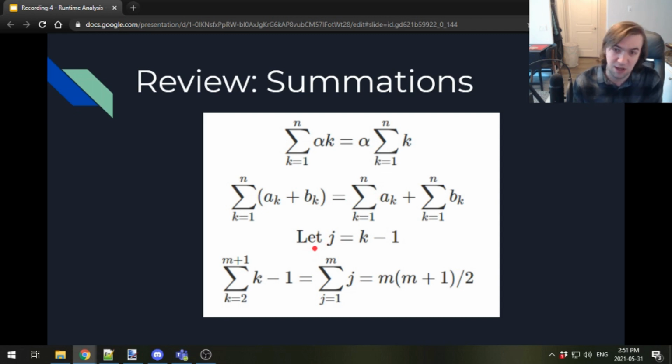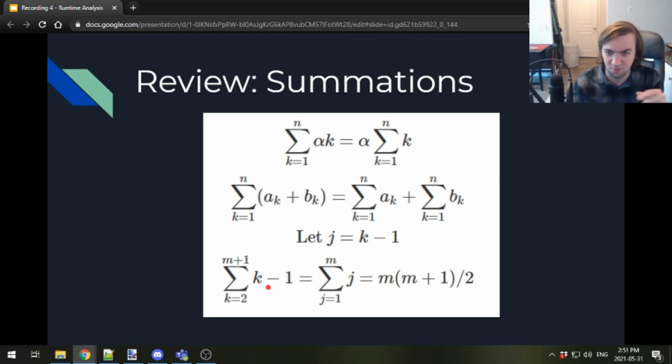Now, for shorthand, let's suppose for a moment we let j just be k minus 1, right? And we have this summation here, which looks a little bit messy. We have the sum of k equals 2 up to m plus 1 of k minus 1. So if you substitute in here, what does this mean? Basically it means we have 2 minus 1 is 1, right? 3 minus 1 is 2, all the way up to m plus 1 minus 1, which is just m. So this probably sounds somewhat familiar to you, right?